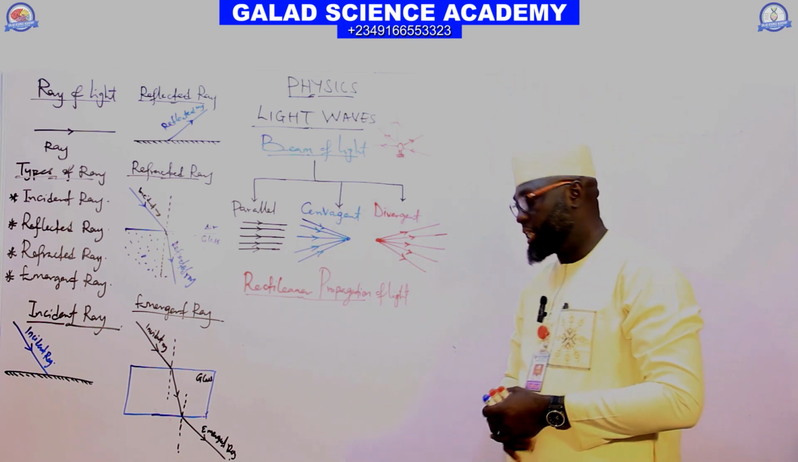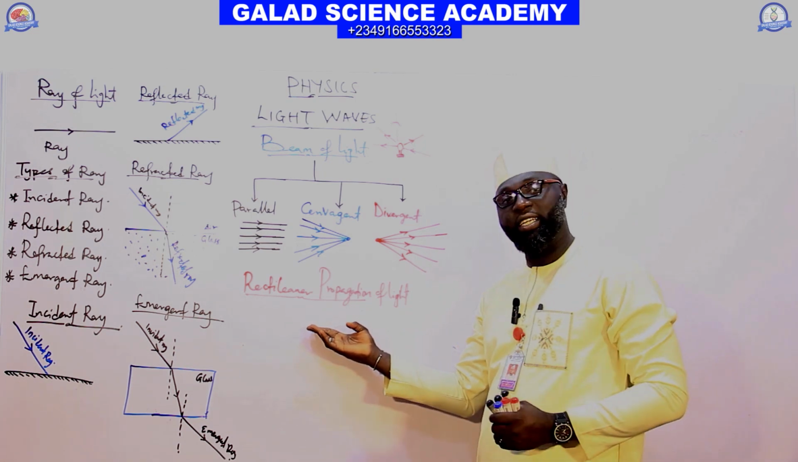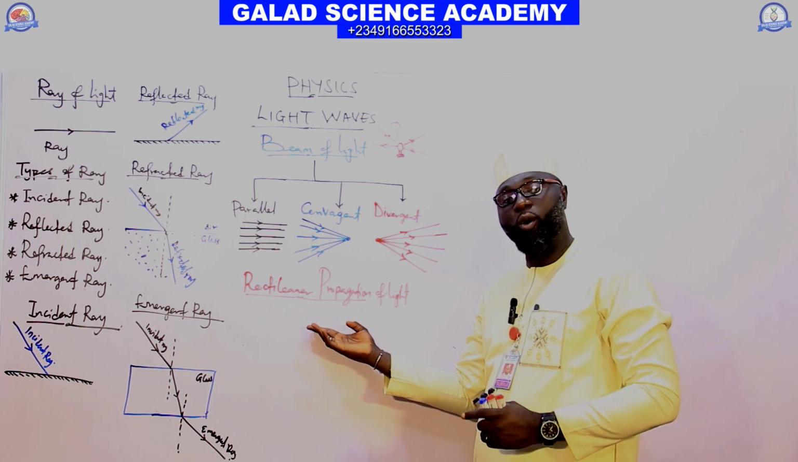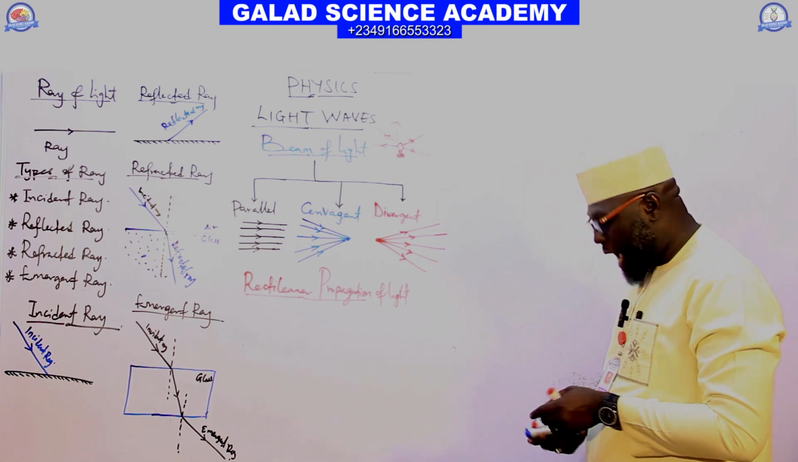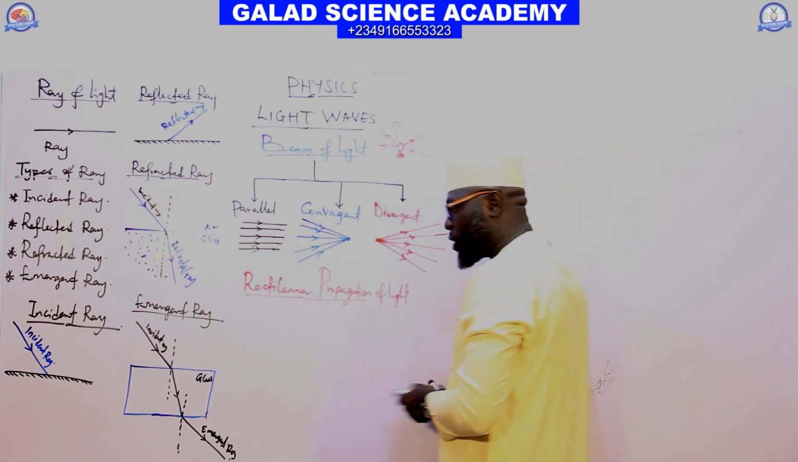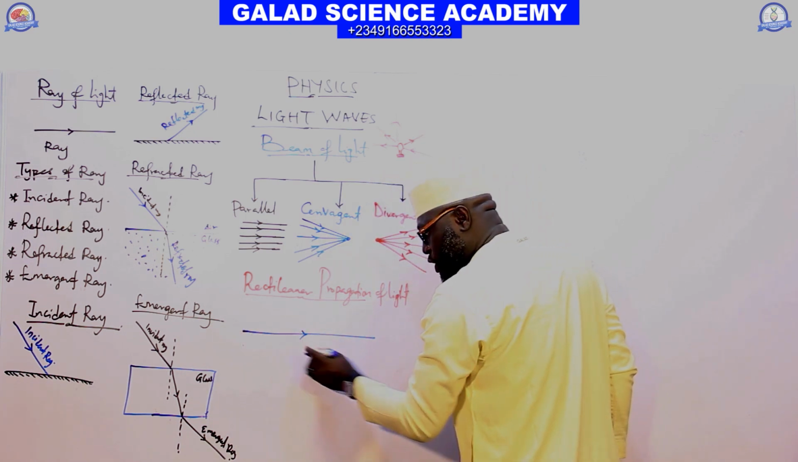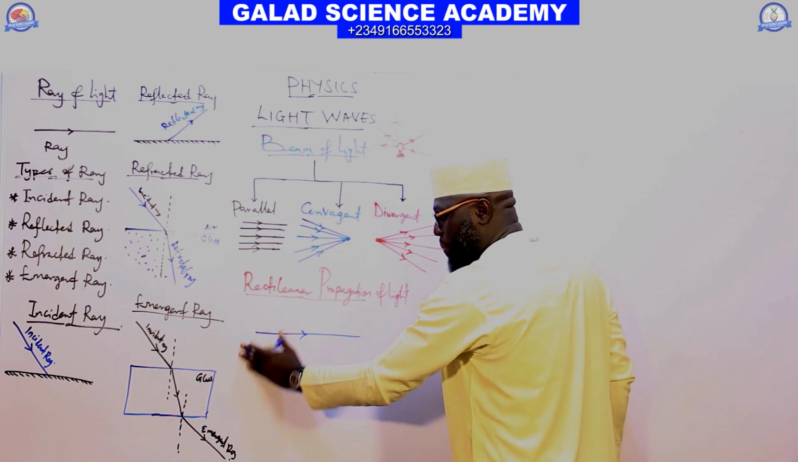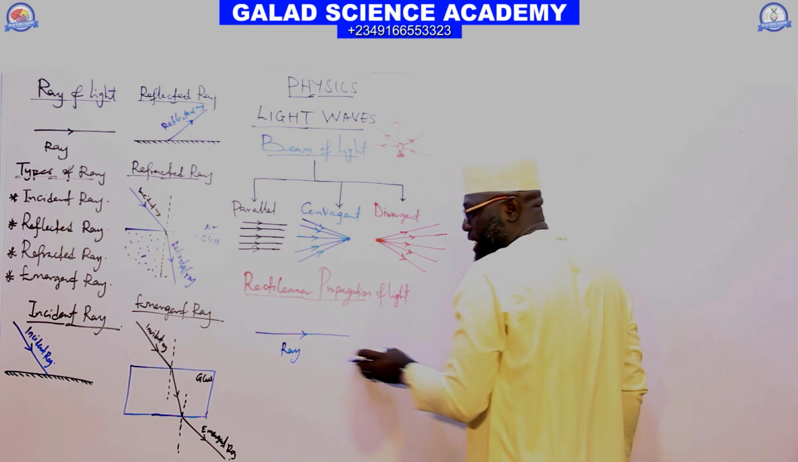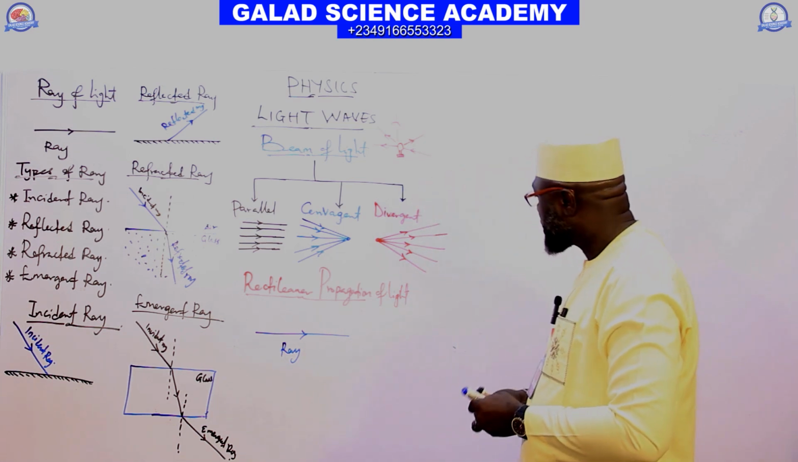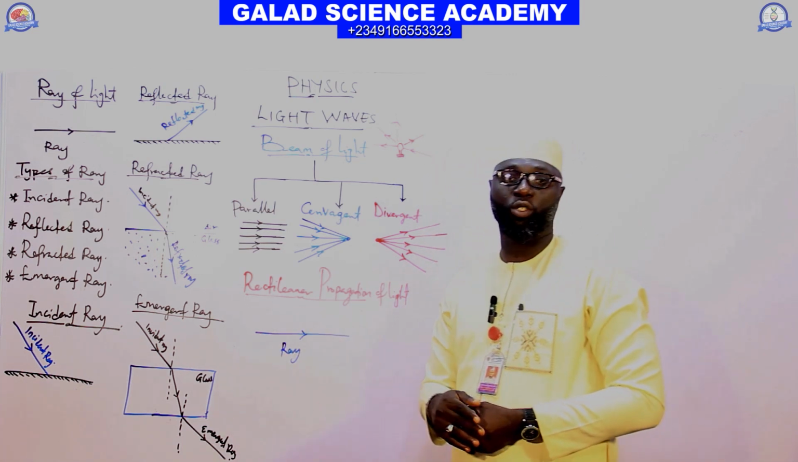So what is rectilinear propagation of light? The rectilinear propagation of light can be defined as the tendency of a light ray or light energy to travel through a straight line. So the ability of light energy or light ray to travel through a straight line like this is what we call rectilinear propagation of light.